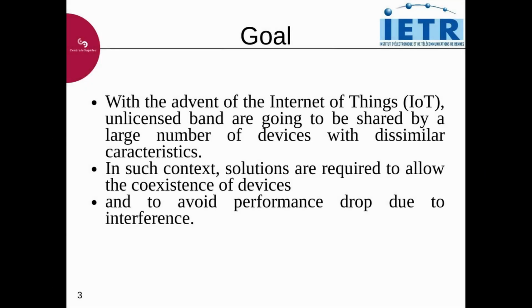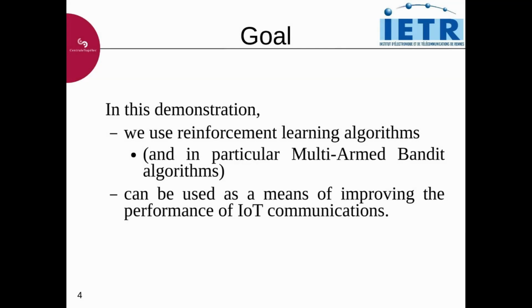Nowadays, a lot of new objects are using wireless communication for what is now called the Internet of Things. They usually use unlicensed bands, and a lot of new objects are using the same bands, causing a discrepancy in the spectrum. In such context, we are looking for solutions to allow the coexistence of devices in order to reduce the interference. In our demonstration, we generate some random traffic, and we control an intelligent object. This object will use a reinforcement learning algorithm to learn to improve its communication and use the most free spectrum channel.